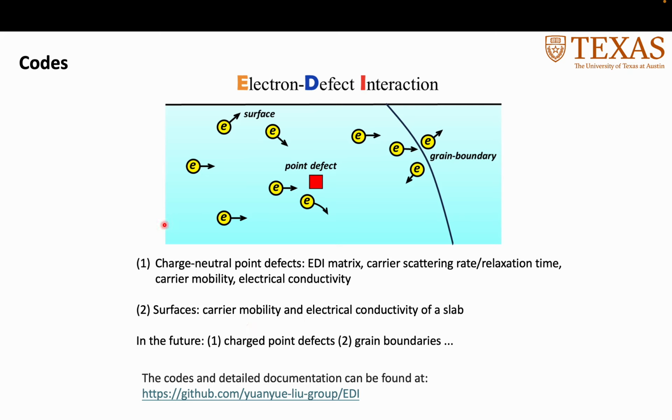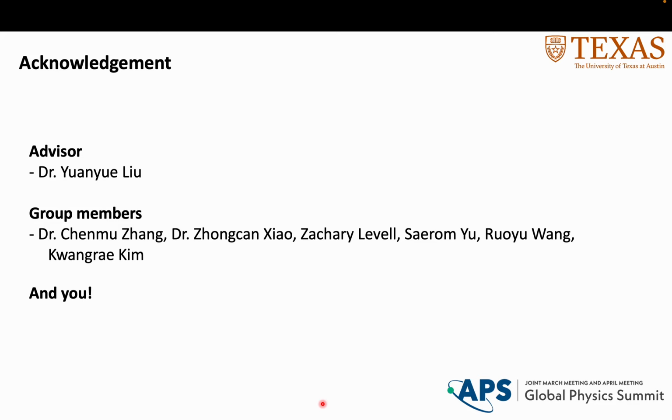In the end, I want to show our code for the electron defect interaction. For now, we can use this code to calculate the charge neutral point defect and the surface scattering. In the future, we will add more, like the charged point defect and the grain boundaries. The code has been published on this website.